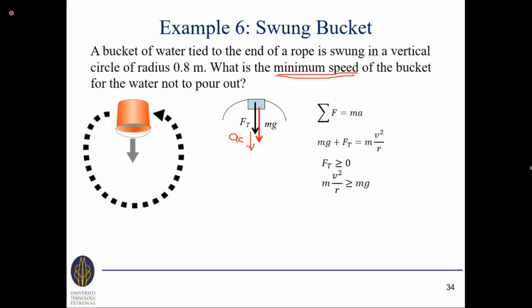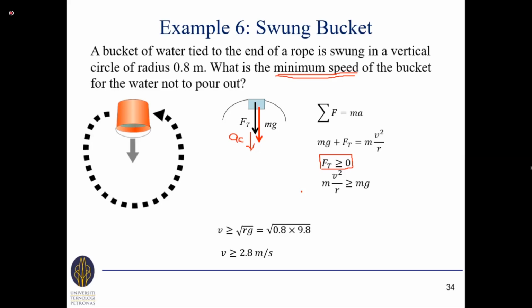But in this case, the thing that is contributing to the circular path, or contributing to the centripetal acceleration, is not the normal force. What you have there is the tension. So we set our condition as tension equals to or greater than 0, and then proceed with the calculation again. You will get that the velocity must be greater than 2.8 meters per second. So this is how you calculate the minimum speed.